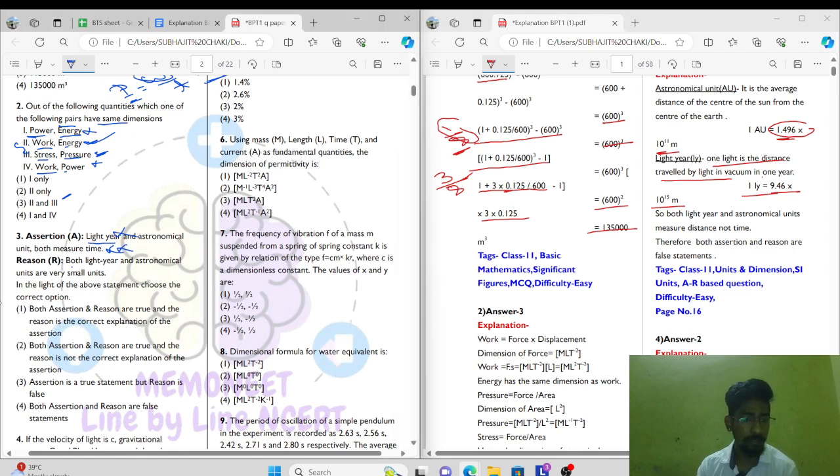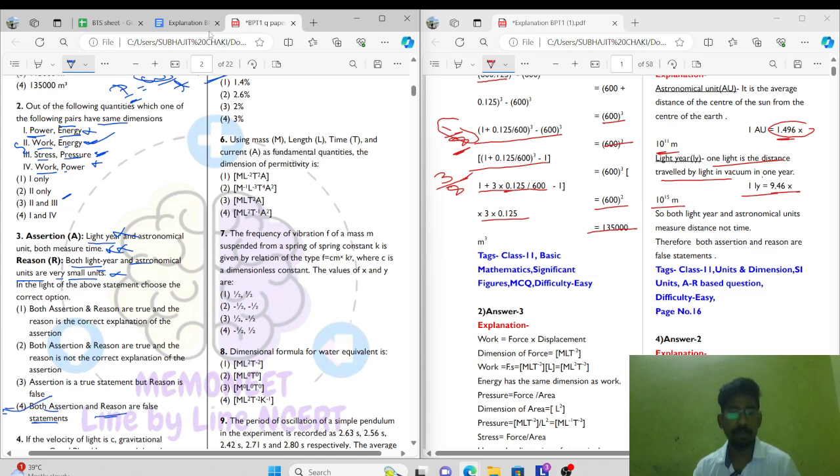Now the reason: both light year and astronomical unit are very small units. No, I already told you, they are not small. They are very big units used to calculate distances between stars and planets. So the assertion and the reason are both wrong. That means option number 4, both assertion and reason are false statements.